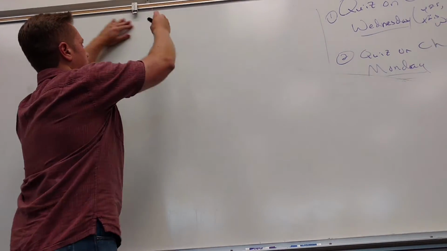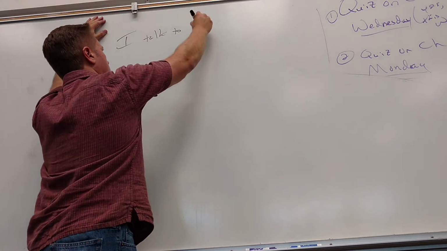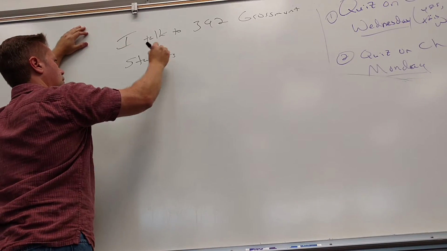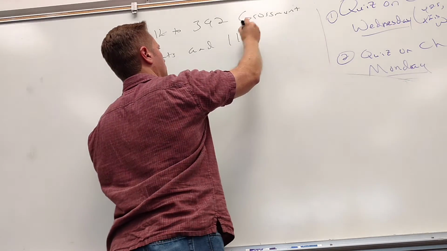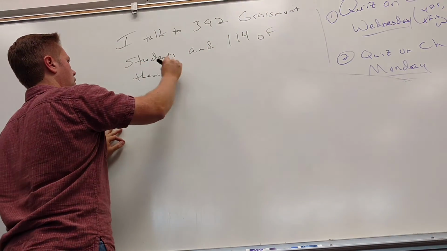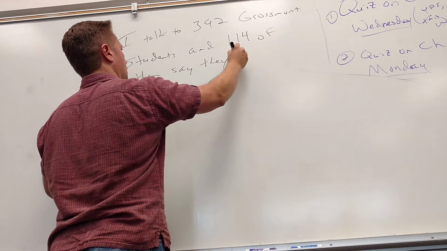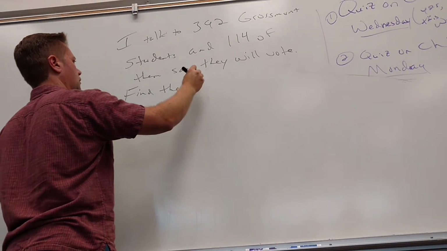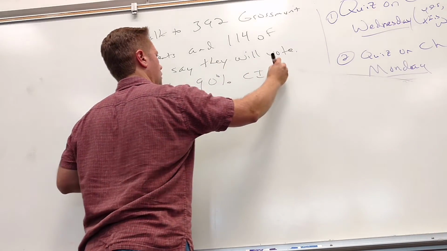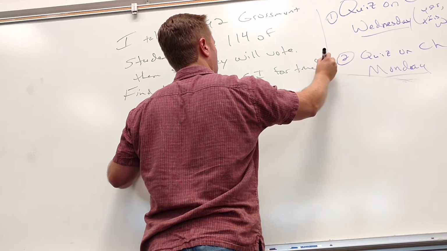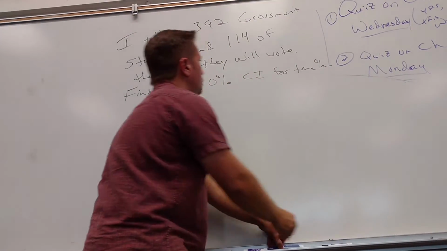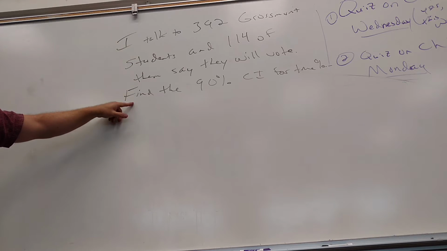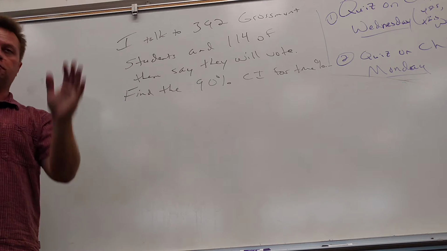Alright. So let's say I talked to 392 Stat 5 students, and 114 of them say they will vote. Find the 90% confidence interval for the true percentage who will vote.